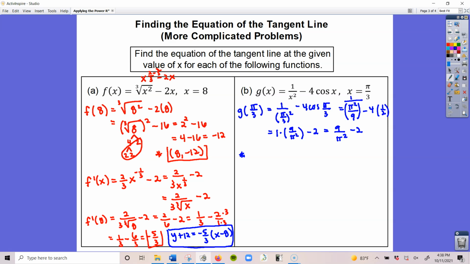So my point of tangency, which I'll write here just so that we don't get confused with all of that work, would be pi over 3, comma, 9 over pi squared minus 2.